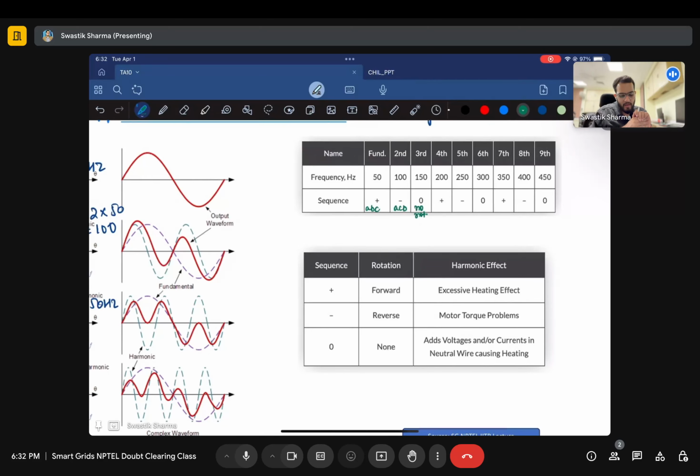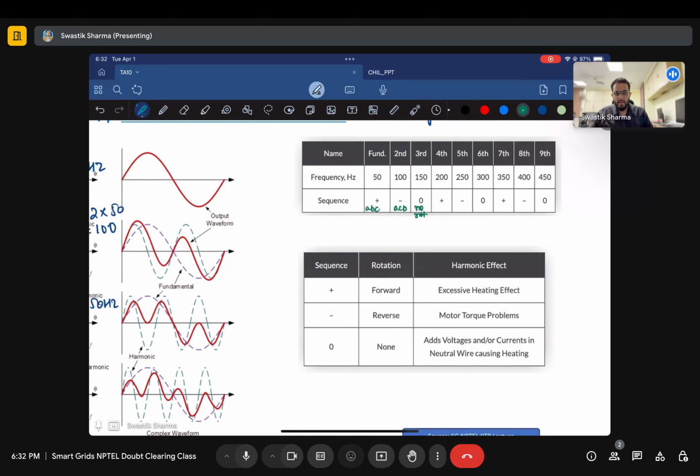Now the positive sequence harmonics cause a heating effect in your system because they rotate in the same direction, and since they are rotating in the same direction, they keep the rotor rotating in the same direction, which causes a heating effect in the rotor. But if the sequence is reversed, that means it becomes a negative sequence. So the rotation is reversed, and if the rotation is reversed, it causes torque problems in your motors.